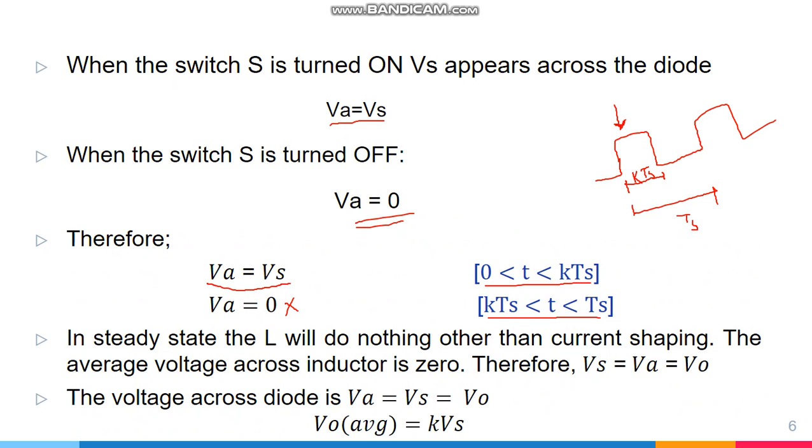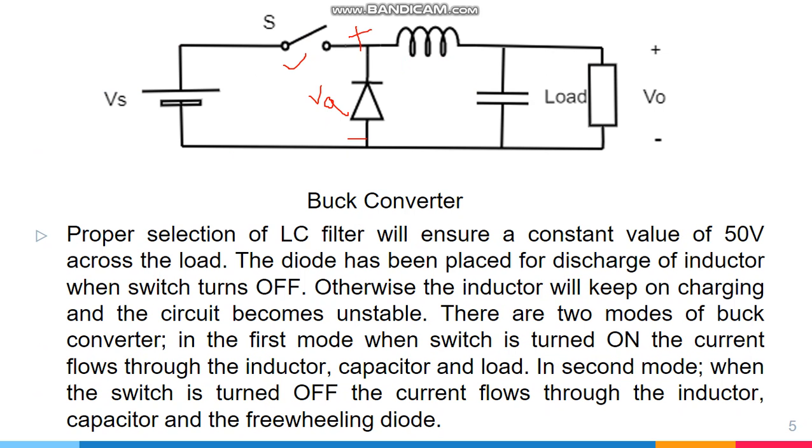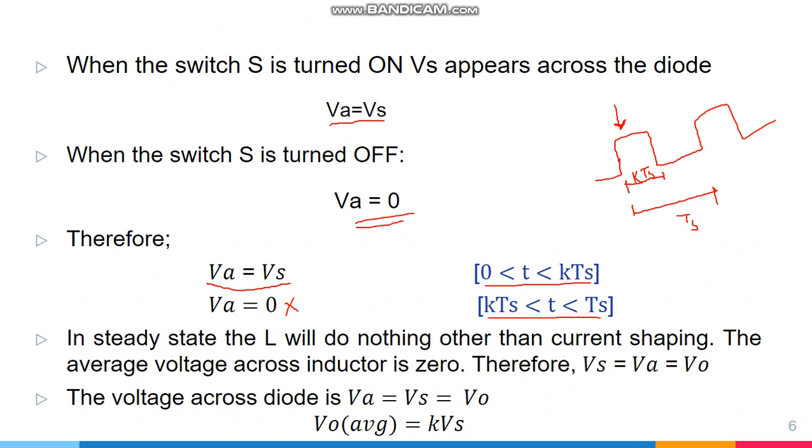In steady state, the inductor will do nothing other than current shaping. The average voltage across the inductor is 0. Therefore, whatever this value of voltage is, this will appear across here when this switch is on. And if the average value of voltage across this inductor is 0, the same should appear at the output. But see that the average value at the output will be equal to K times Vs.